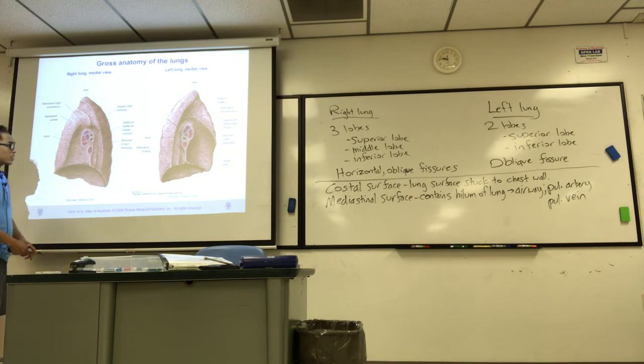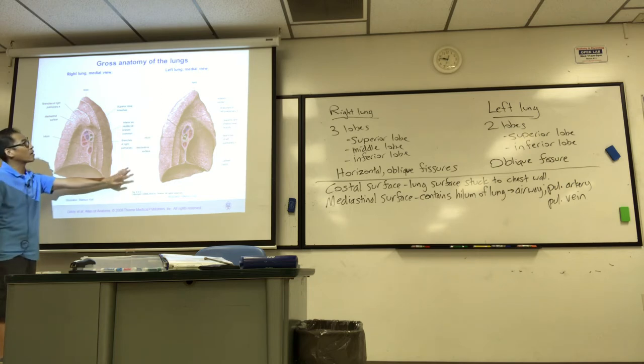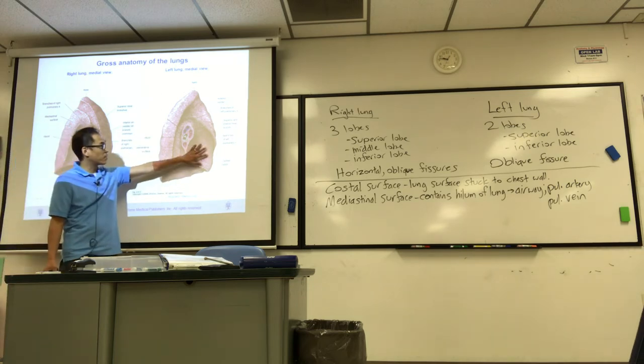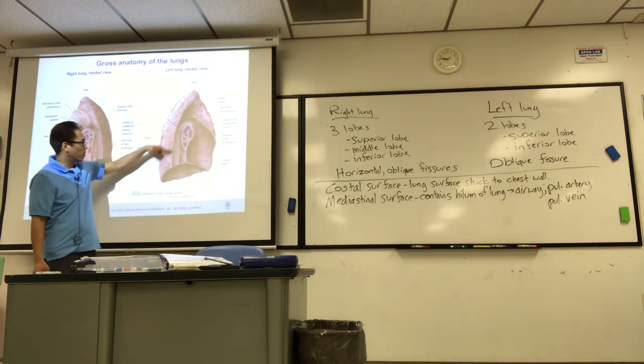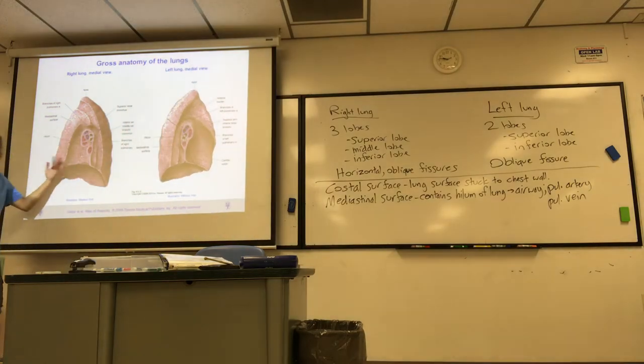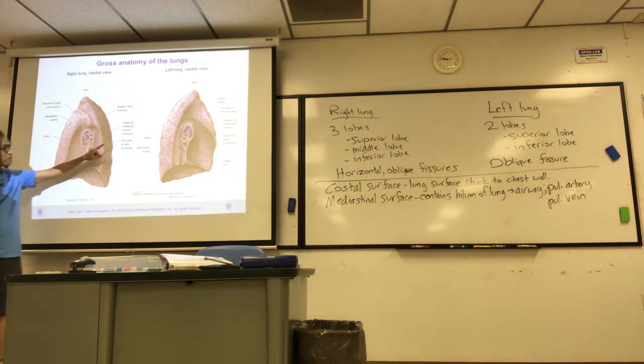And this is another way you can tell if you're looking at left or right. Well, one thing you can see is the impression of the heart on the left lung. Here's the impression of the heart. You can see the artery kind of going over, right? Artery going over there.